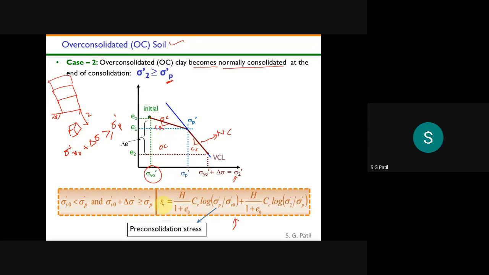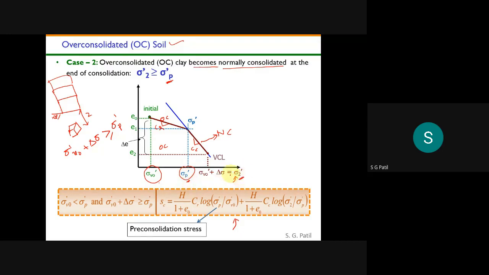So consolidation settlement is equal to H divided by 1 plus e naught. First, this is the recompression region, that is the OC region. So CR into log of sigma P dash divided by sigma V naught dash. So this divided by this, plus H divided by 1 plus e naught, CC into log of sigma 2 dash divided by sigma P dash. That is the pre-consolidation.